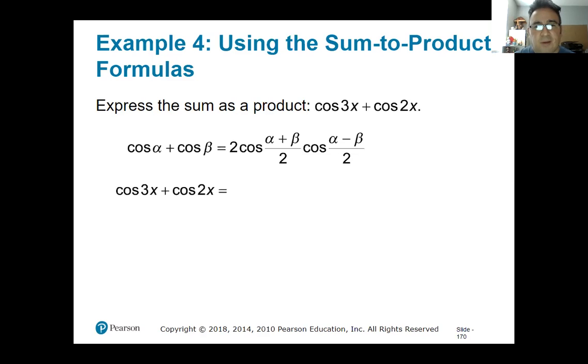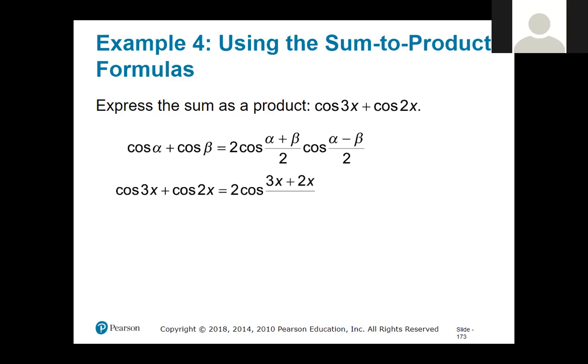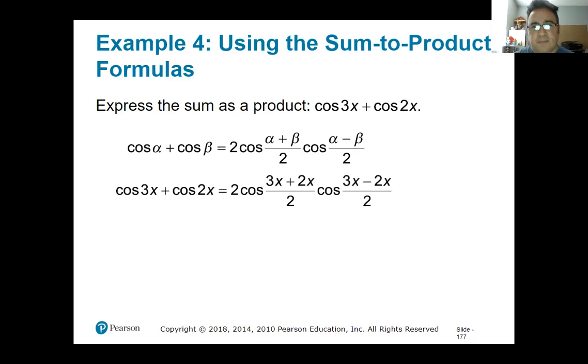You want to take it from here, Martin? It would be 2 cosine of (3x plus 2x) over 2 times cosine of (3x minus 2x) over 2. Good job, Martin. Go ahead and write that down. And now it's just a matter of simplifying.